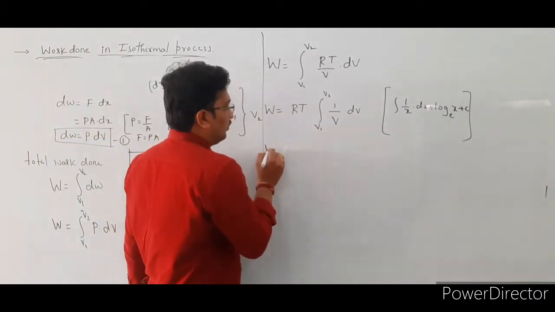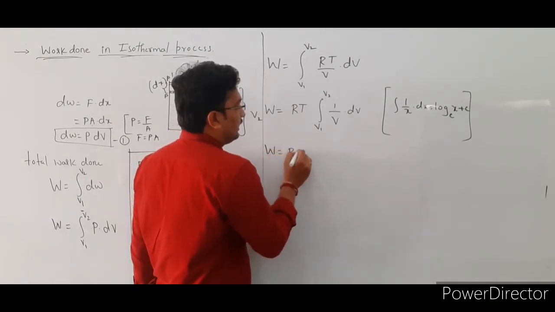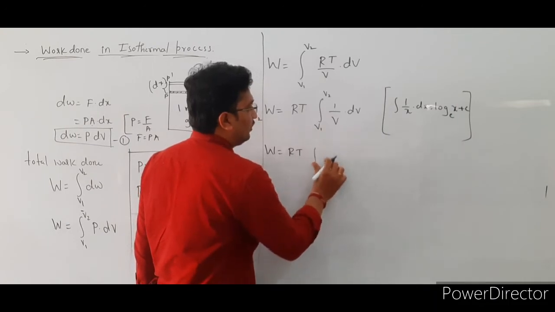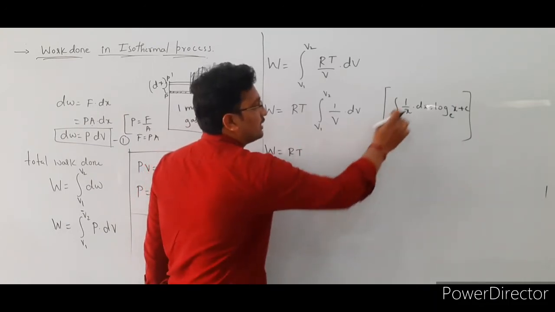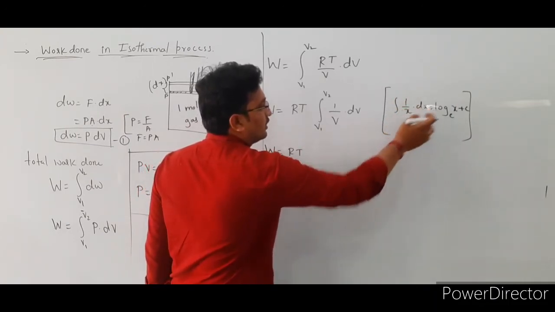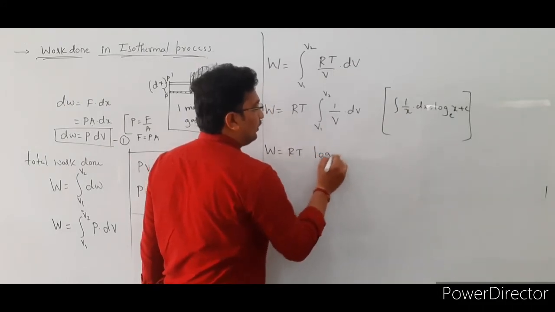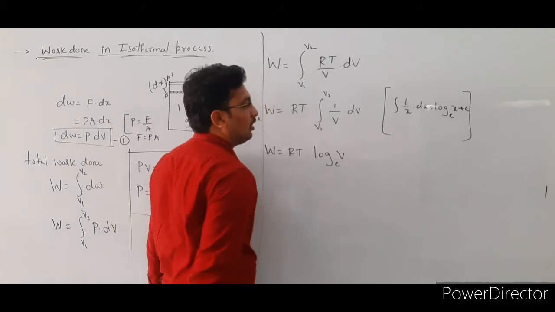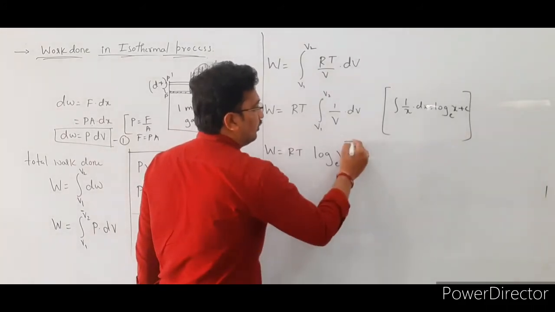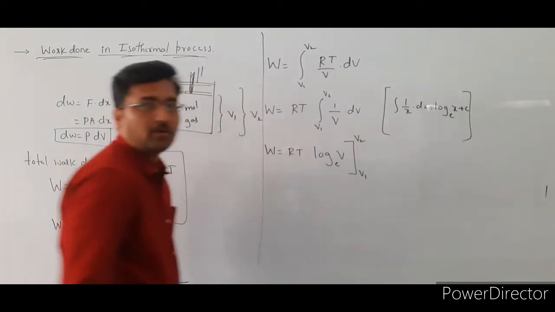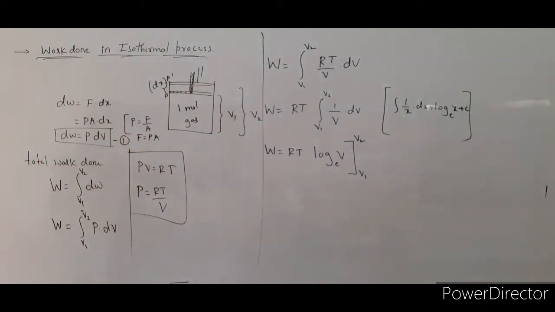Then the total work done is equal to RT as it is, integration from V1 to V2 of 1 by V with respect to dV. Integration of 1 by x with respect to dx is log x base e. Here this is log V base e, and the limits of the volumes are V1 to V2. Okay.